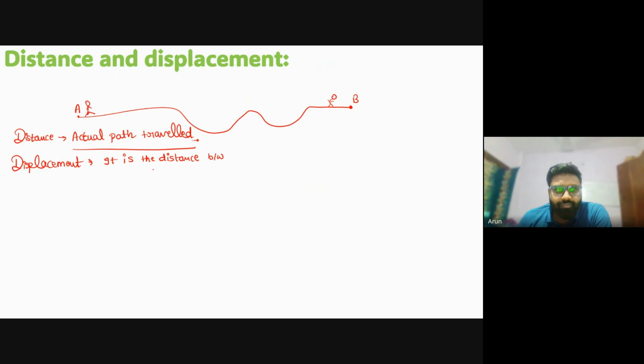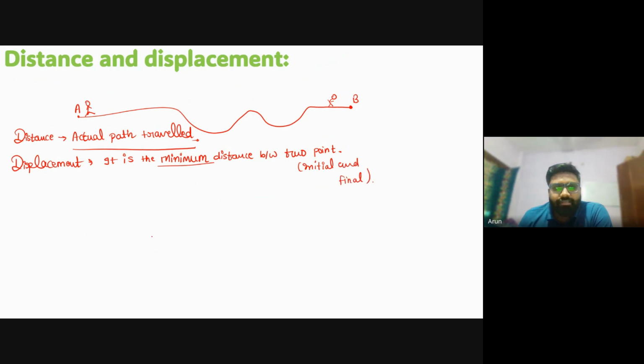between, or we can say it is the minimum distance, minimum, that term is important, minimum distance between two points, and those points should be initial and final.